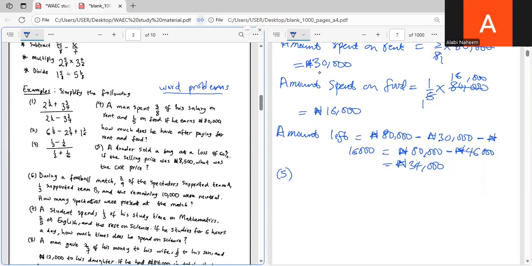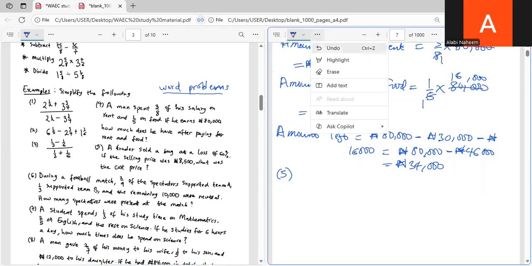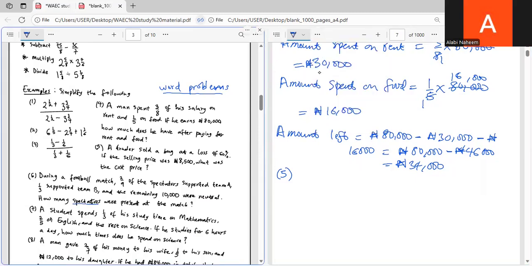During a football match, 2/9 of the spectators supported team A, 1/3 supported team B, and the remaining 10,000 were neutral. How many spectators were present at the match? So in a football match, 2/9 of the spectators supported team A, 1/3 supported team B, and the remaining 10,000 were neutral. How many spectators were present at the match? So the first question here is, how many spectators were at the match?